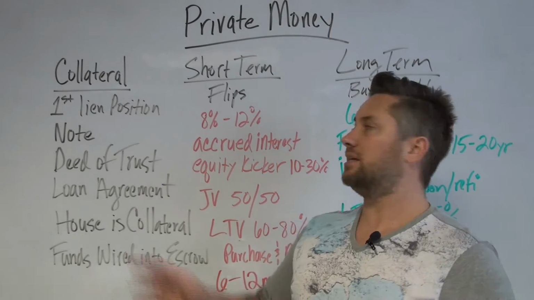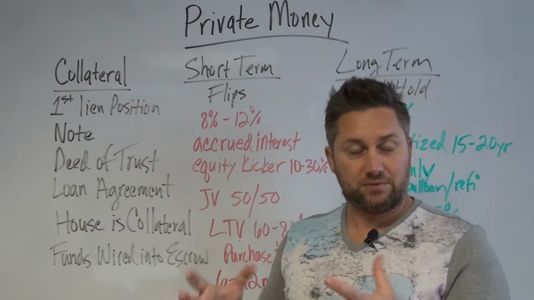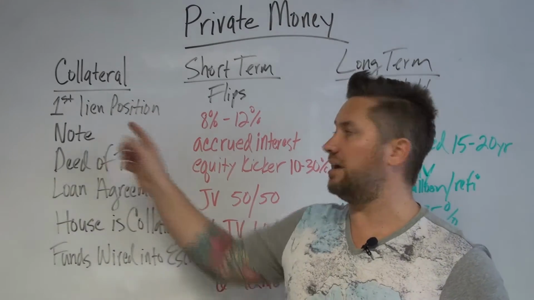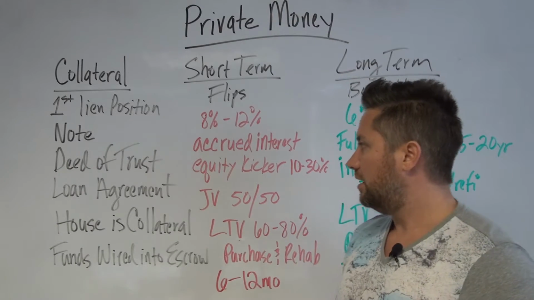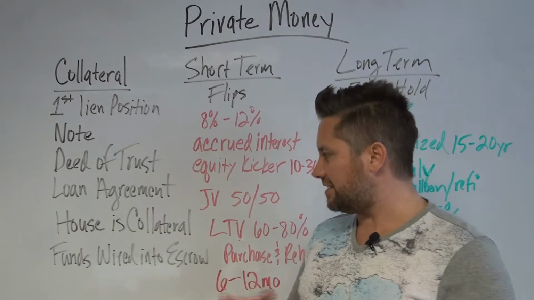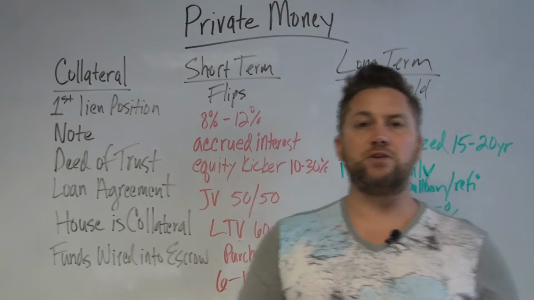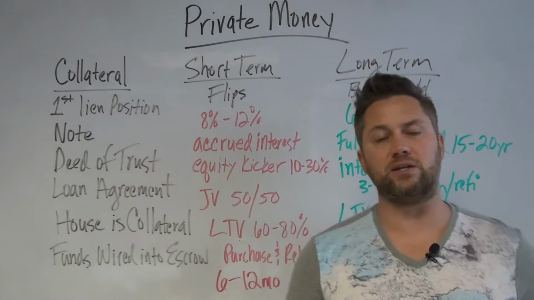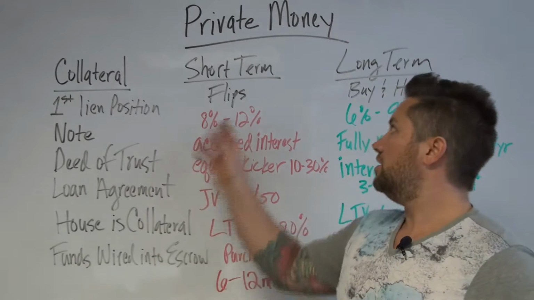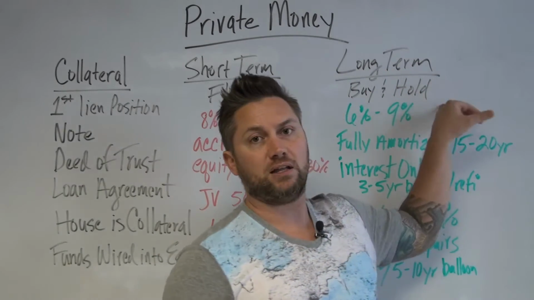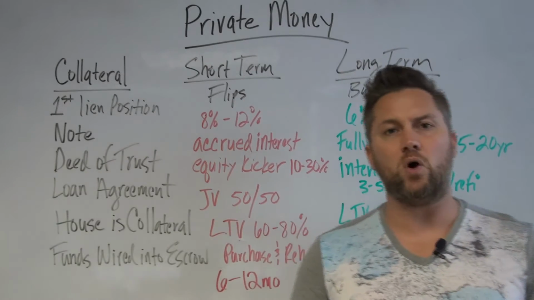You want to make sure that the house is collateral, their money is collateralized by the note and the deed of trust, and they're getting a first lien position. You want to have a loan agreement in place, and you just want to make sure you do it properly. So I have two ways here that you can think about structuring private money deals, and one is just short-term financing for flips, and the second is long-term financing for buy and hold.